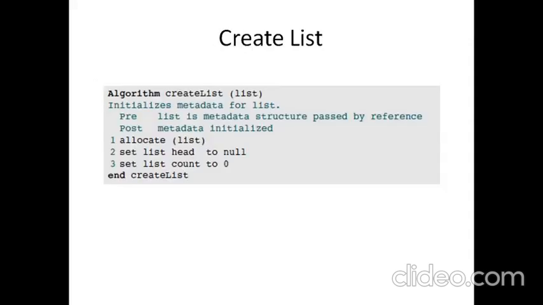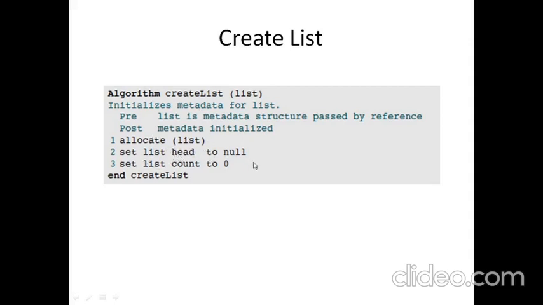Create list. So create list is for creating an empty list, or the head node is going to be created when you call this particular algorithm. So the first step in constructing a linked list is creating the head, because the head node is going to be the one that points to the first node, and then the first node will point to the second node and so on. So this is the first step in the node creation.